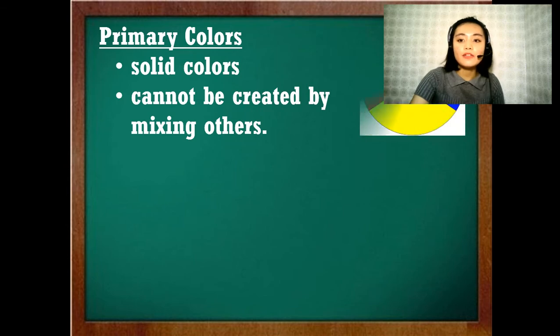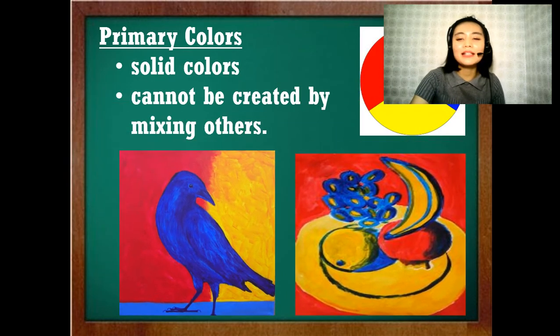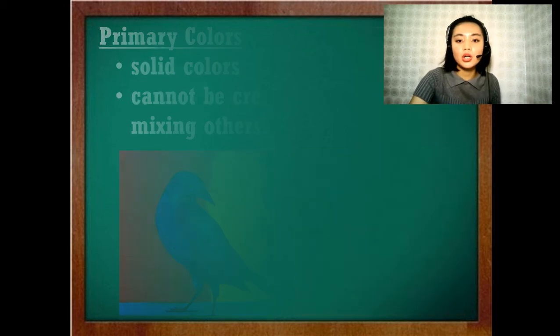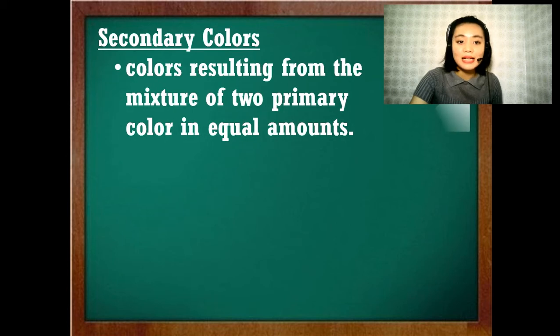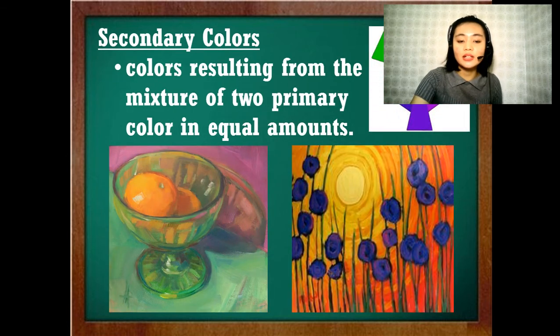Okay, so we have primary colors. Napakadali lang nito. Since we are in preschool, pinag-aaralan na natin yung primary colors. So we have red, blue, and yellow as our primary colors. Now, if we're going to mix our primary colors, we are going to produce secondary colors. So secondary colors are green, violet, and anong kulay? Orange. Okay? So, green, violet, and orange.